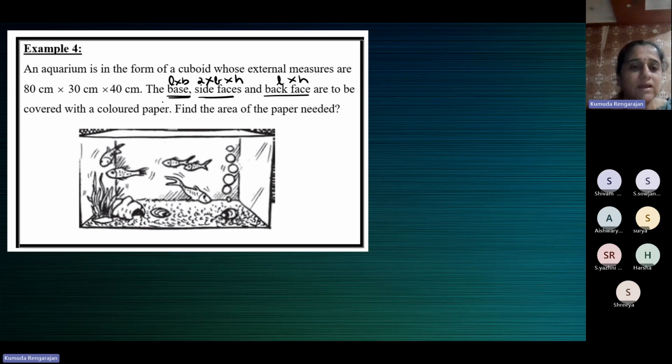So you need to just put the values here. This is the length, this is the breadth, this is the height. So find L into B, that will be the area of the base. Find 2 into B into H, where B is this one and H is this one. So 2 into B into H will give you the area of the side faces, and L into H will be the area of the back face. Add all this to get the total area of paper needed.